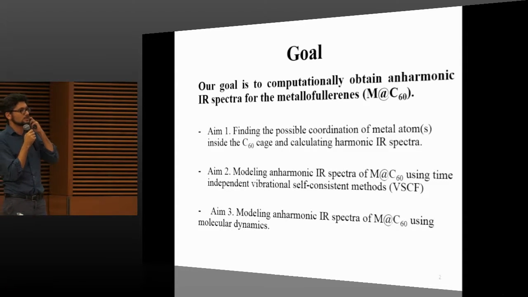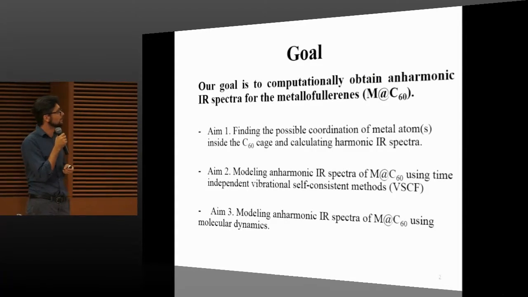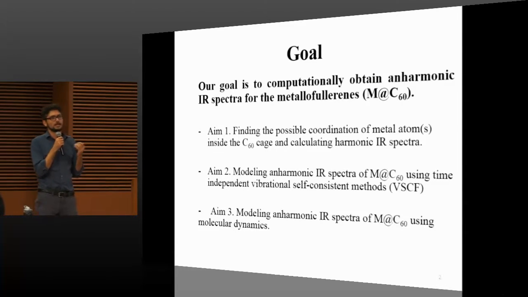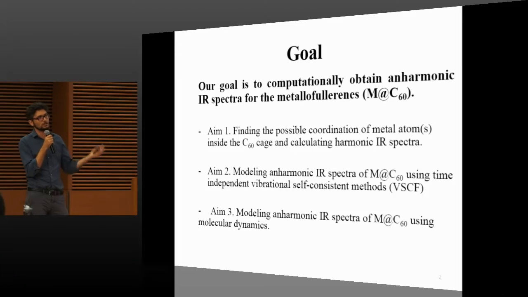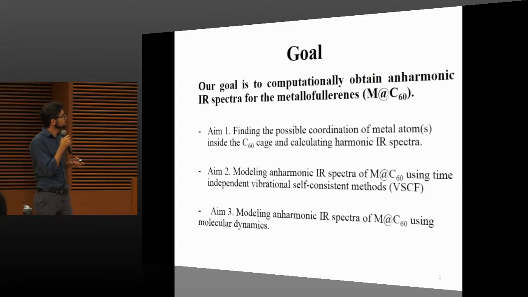And the reason we have to include anharmonicity is because studies have shown that the interaction between the metal and the carbon cage is very weak, and we expect a shallow potential. That's why we have to include anharmonicity in our spectra.